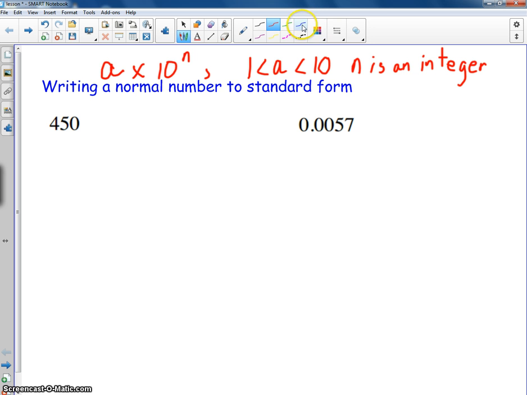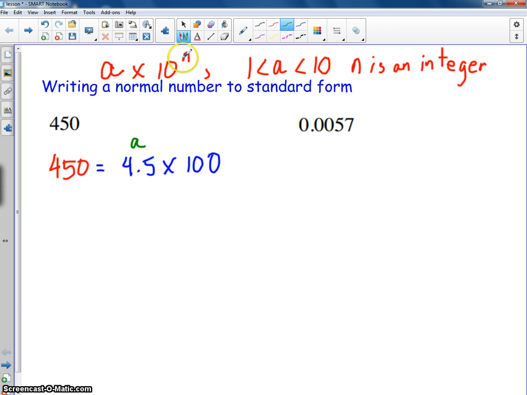Well, we can think of a sum. What makes 450? Now, if we are thinking of a number between 1 and 10, that's the same as 4.5 times 100. Am I right? And because this is equal to that, and 4.5 is a value between 1 and 10, then that is our a. So we can make a note that this is our a. But this is 100.